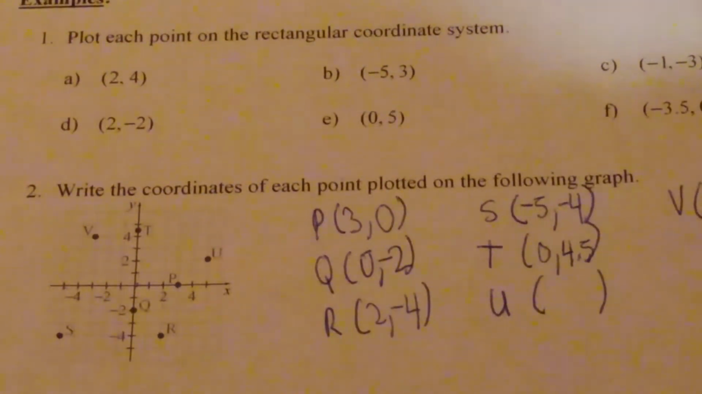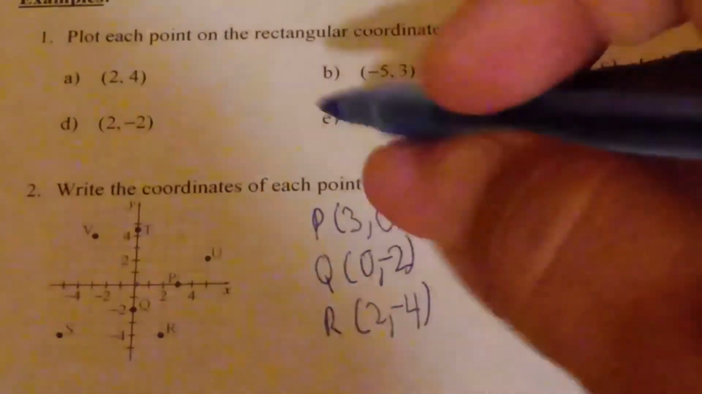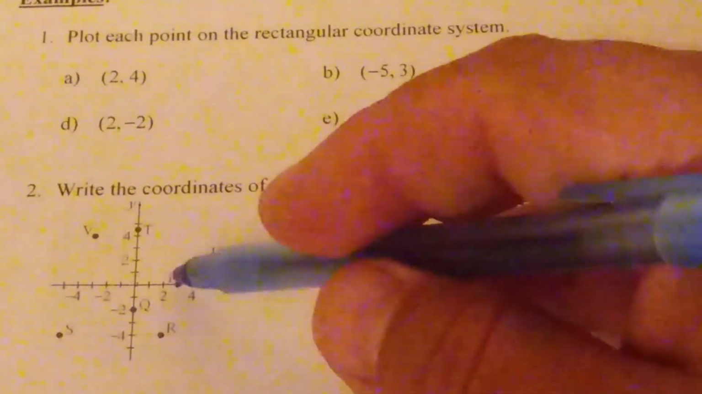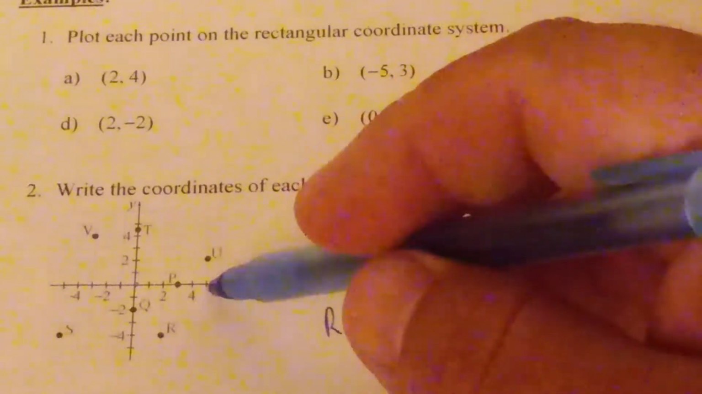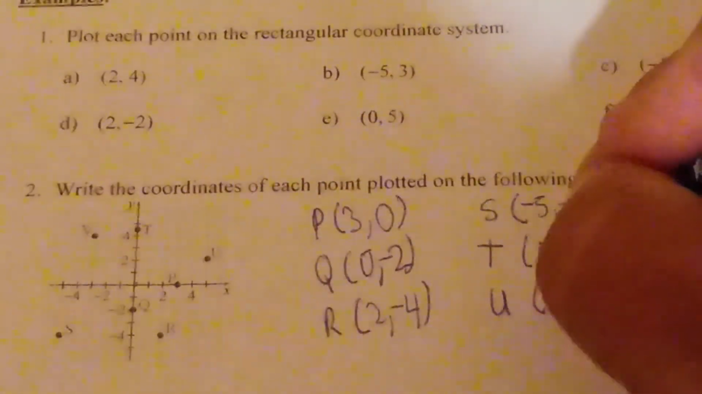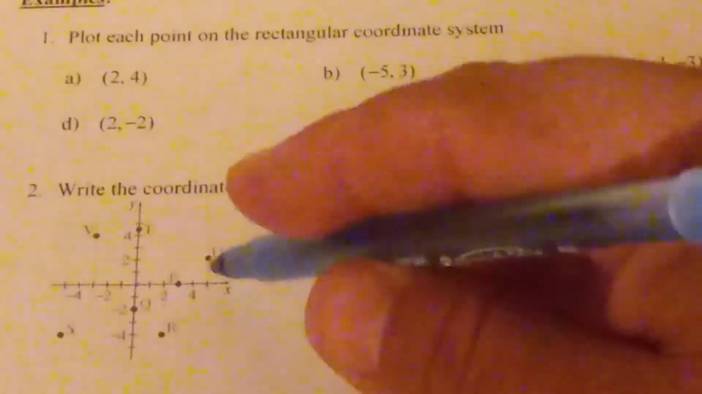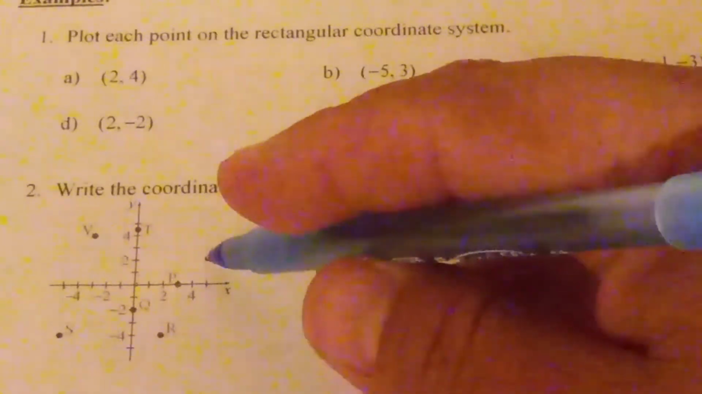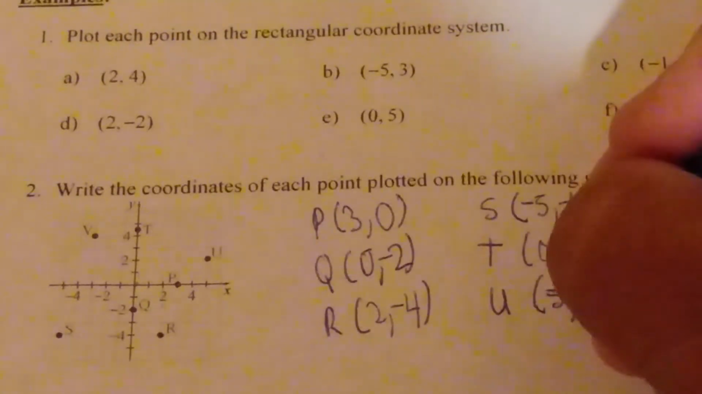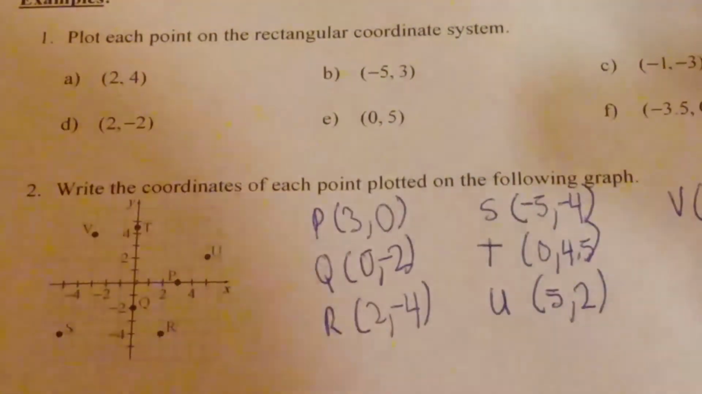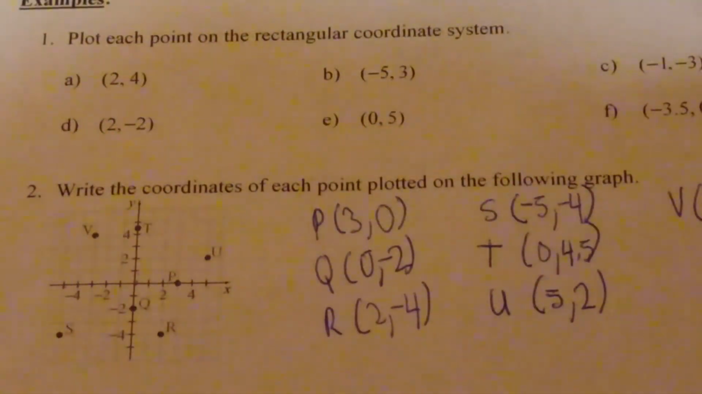So same thing with U. You start from the center, so 1, 2, 3, 4, 5. So the X value will be 5. You have to travel 5 places to the right, and then you have to travel 1, 2 places up. So your ordered pair for U is 5, 2.